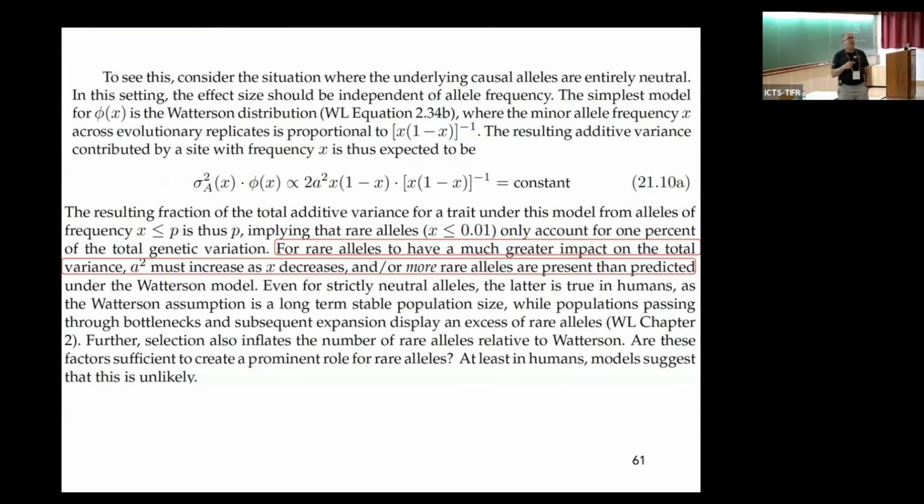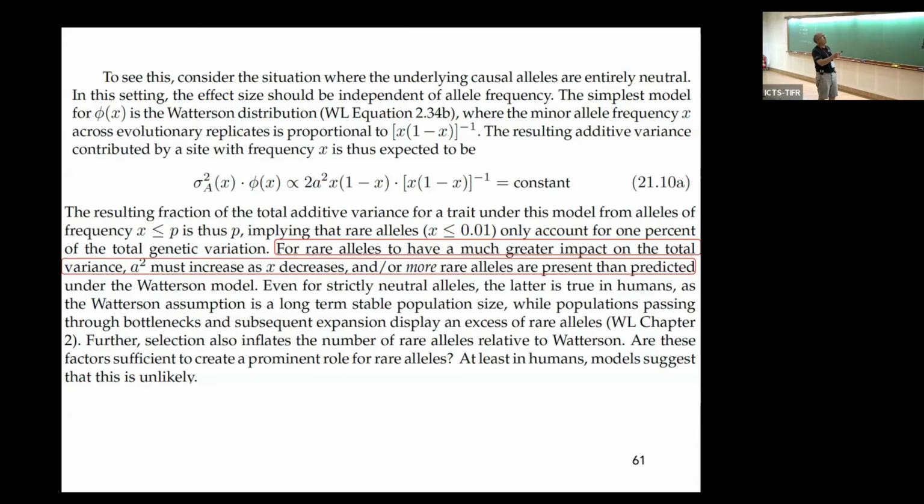Well, one way to think about that is imagine that the effect size is independent of the frequency. If it's independent of the frequency, well, this term here, 2a squared x(1-x), that's the causal variance. What's the frequency? Well, if you assume neutrality in an equilibrium population, you've got the Watterson distribution. So the frequency is 1 over x(1-x). If you do that, you then get a constant.